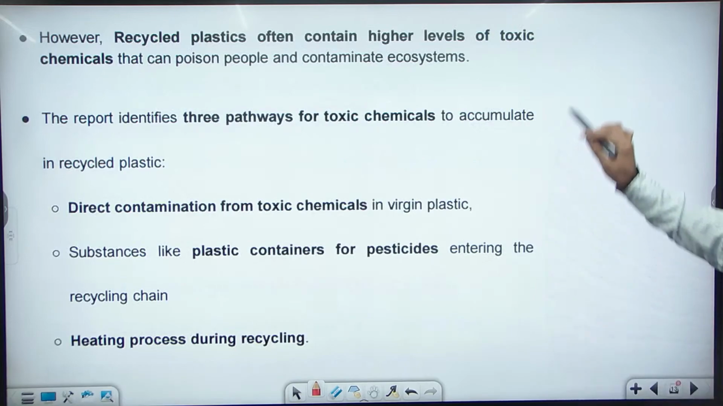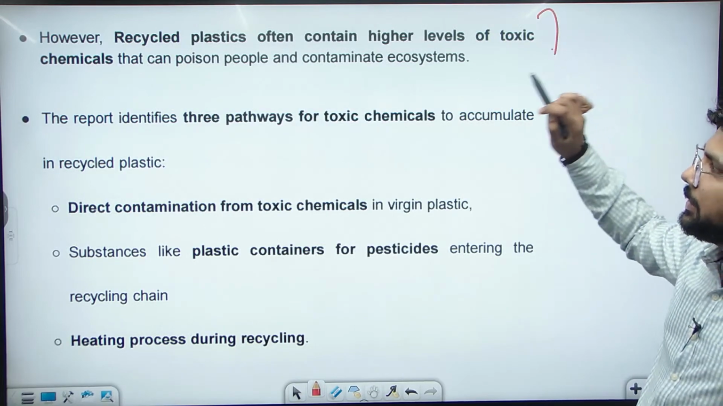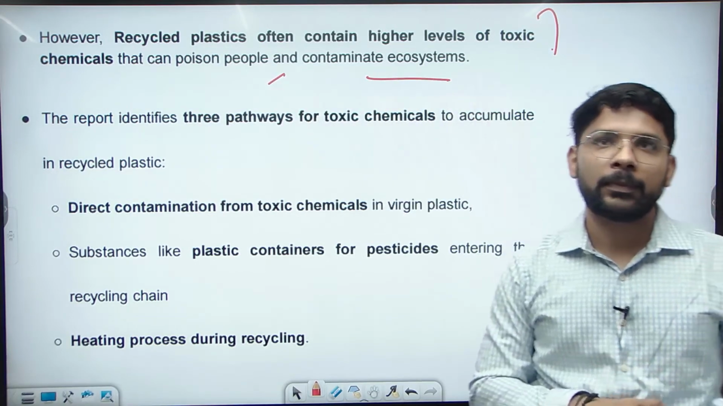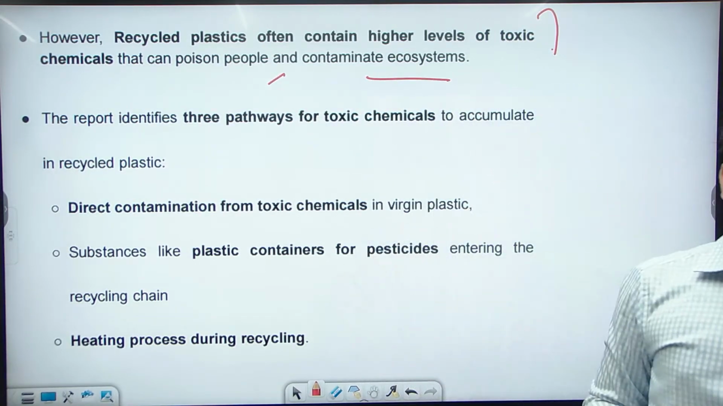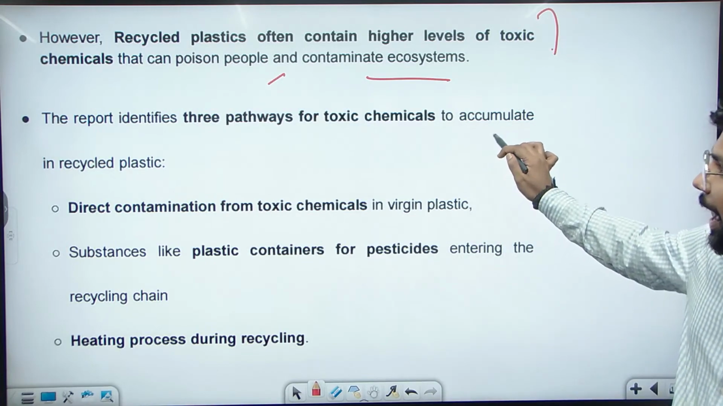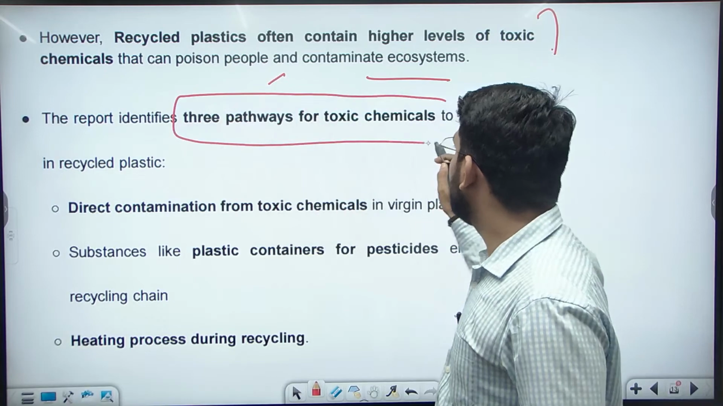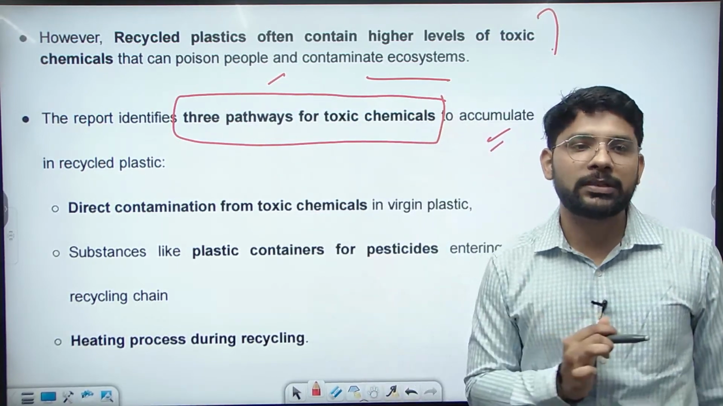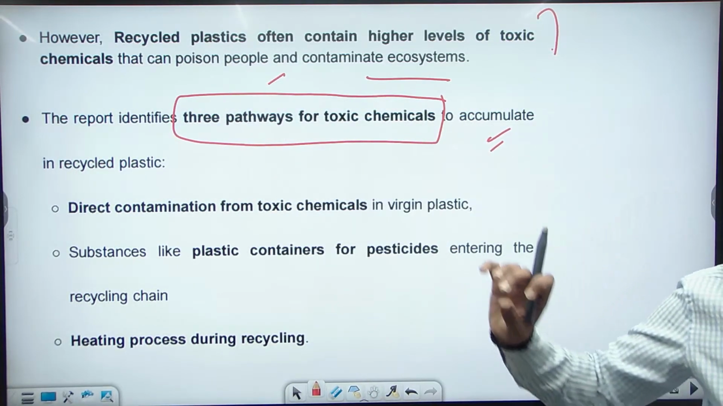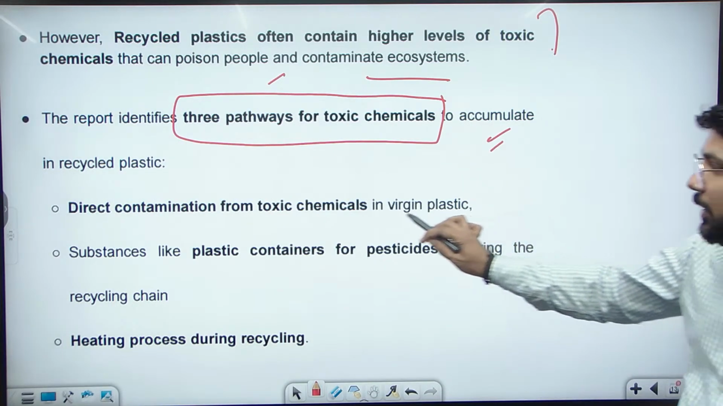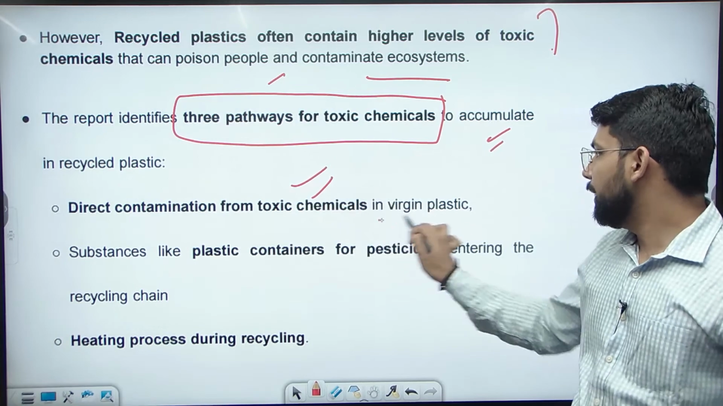Next is that recycled plastic contains a high level of toxics that can poison people and contaminate the ecosystem. So again, that's the implication. They highlight three pathways for the toxic chemicals. कैसे recycled plastic toxic हो सकता है? Number one, direct contamination from the toxic chemicals in virgin plastic.